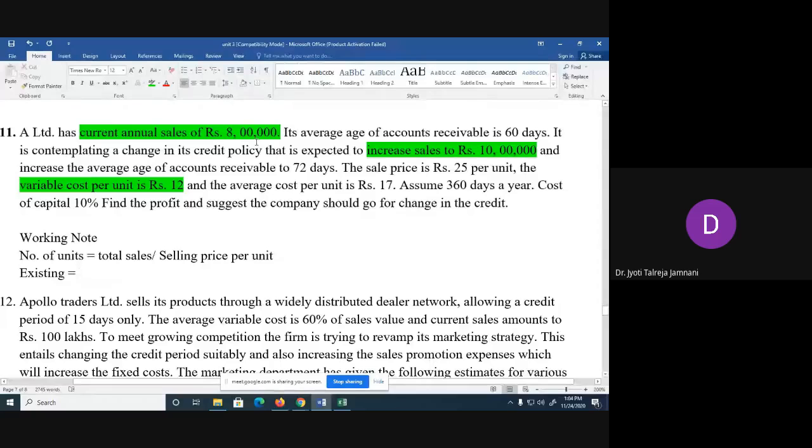What is the total sales for existing? 8 lakh divided by, here they've given you, if you observe, the sale price is rupees 25 per unit. Can you all see it? Yes, ma'am. The sale price is 25. So we'll use that. 8 lakh divided by 25, you will get the number of units. Total sales divided by selling price per unit. How much do you get? 32,000 units. This is existing.